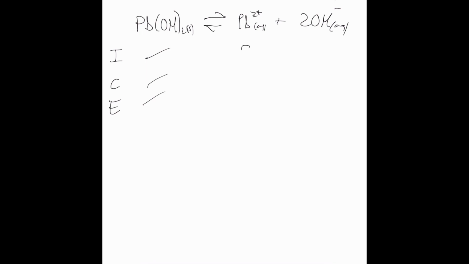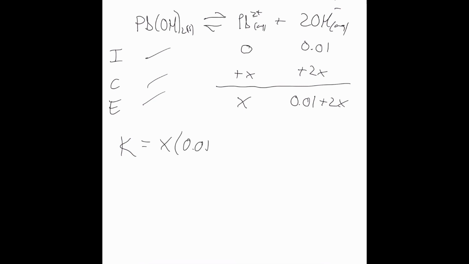Then our initial, we're still going to say 0 for lead, and here we're going to say 0.01, so we're starting with some OH-. We still get plus x, and this is still plus 2x like last time because of the stoichiometric coefficients. We're left with x and 0.01 plus 2x. Then we set up our equilibrium: Pb2+ times OH- to the second power. So it's x times (0.01 plus 2x) squared equals, what was our equilibrium constant?